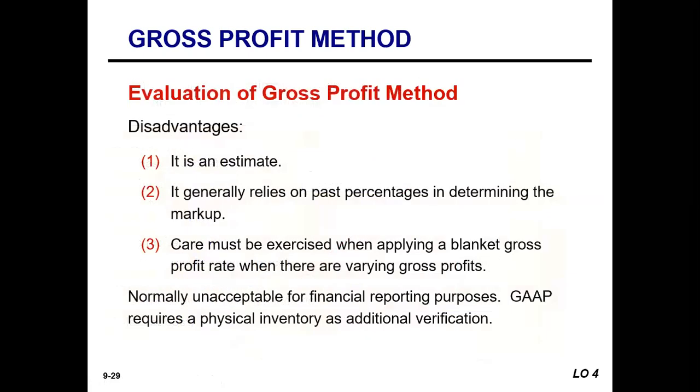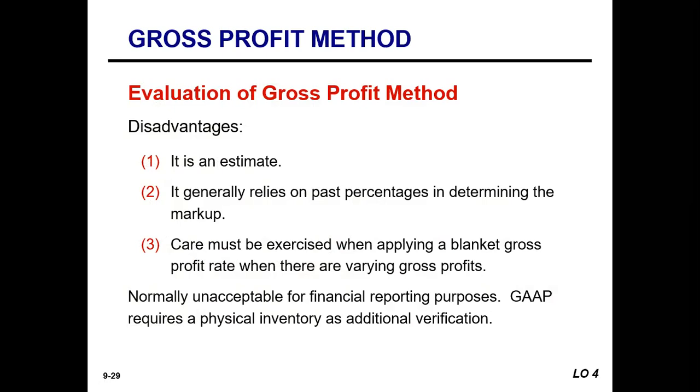All right. So with the gross profit method, again, it has advantages and disadvantages. Companies use it to estimate ending inventory in interim periods when no physical inventory is actually taken. And so just like it shows here, it is an estimate. So, it's not an objective number necessarily. It's not an actual number. It is an estimate. Generally relies on past percentages in determining markup. Those don't always hold true in future periods, right?